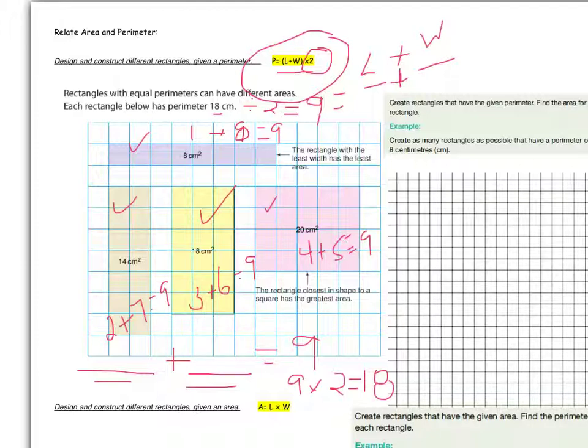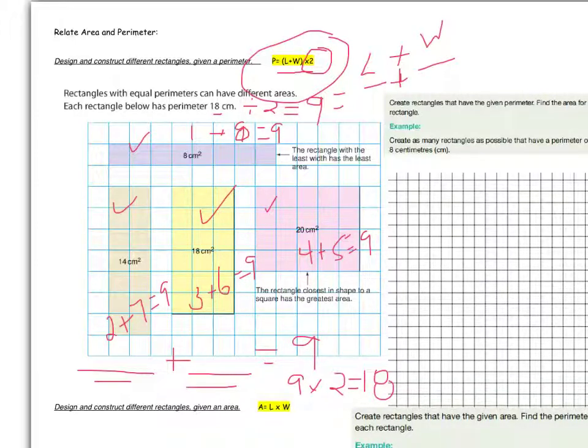But as you can see, the area for each one is different. The area here, 8 times 1, is only 8 centimeters squared. The area here, 2 times 7, is 14 centimeters squared. The area here, the space inside, is 18. 3 times 6 is 18. The area here is 20 centimeters squared.